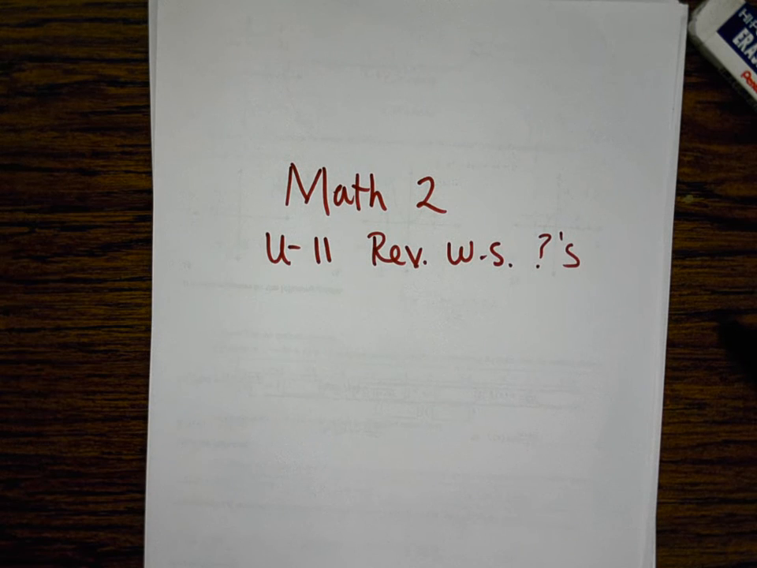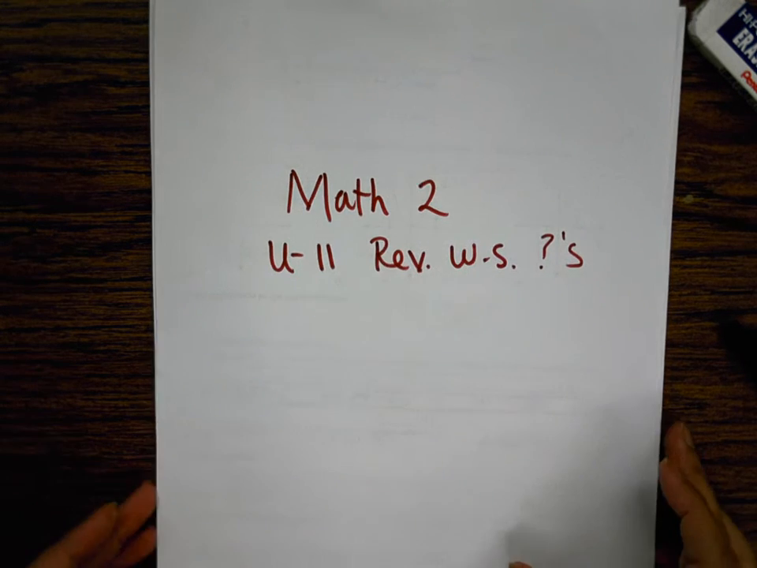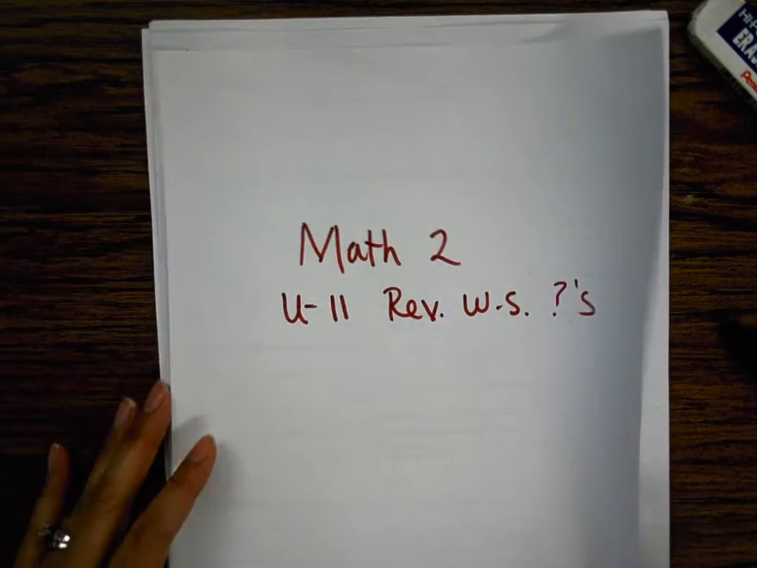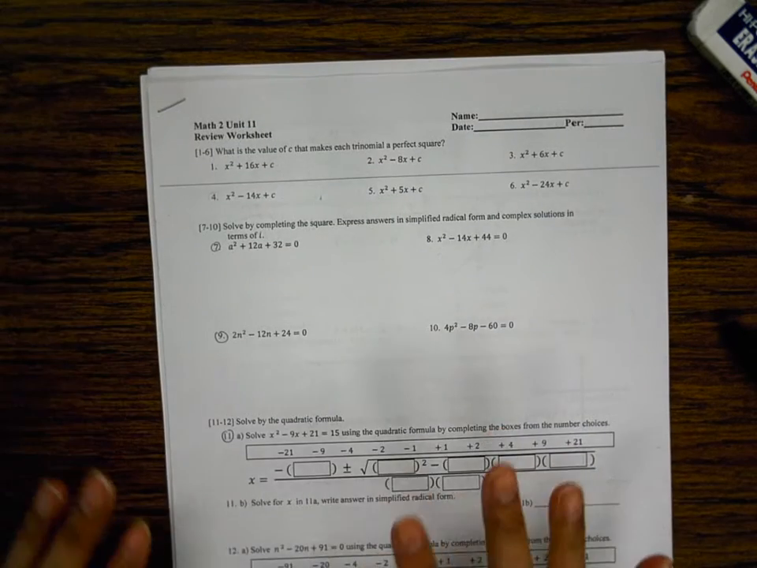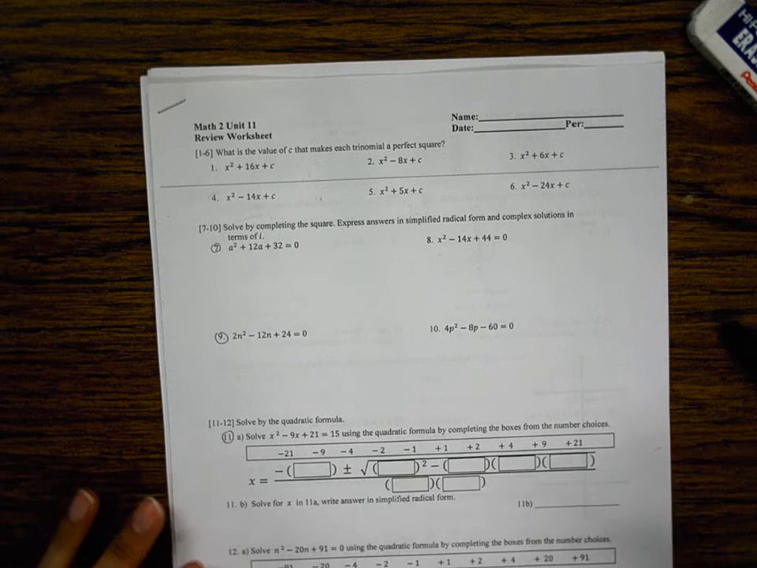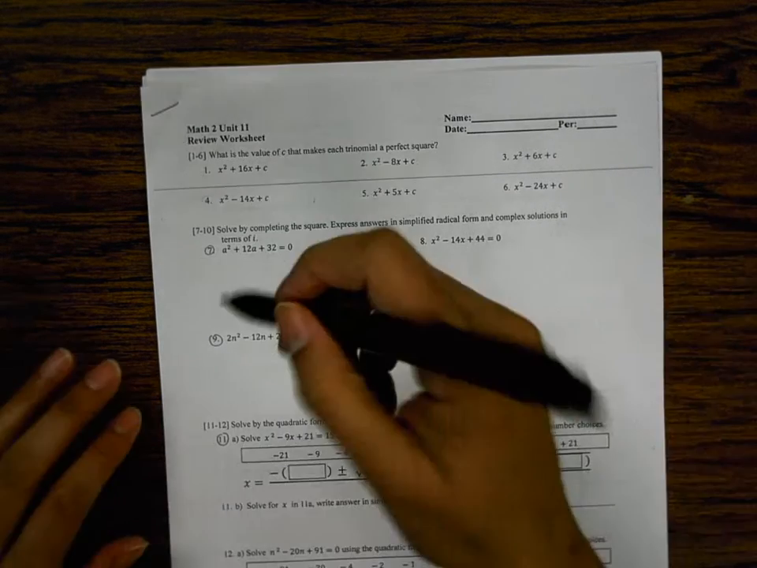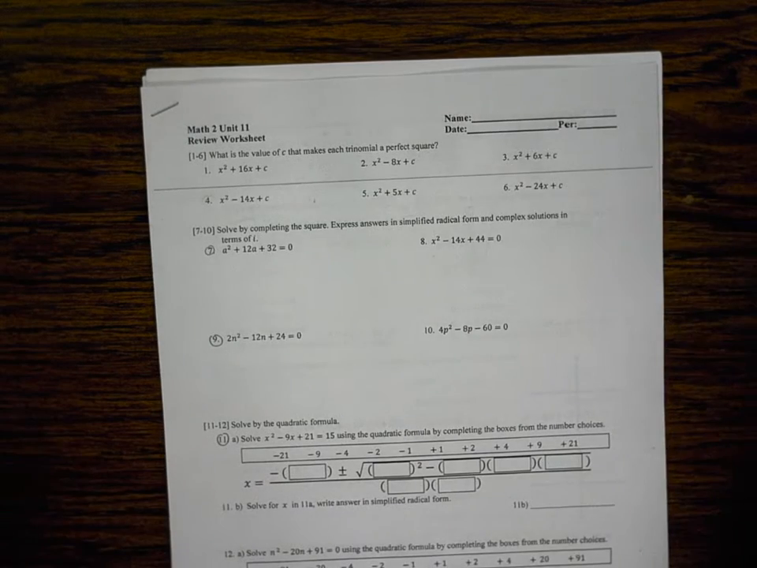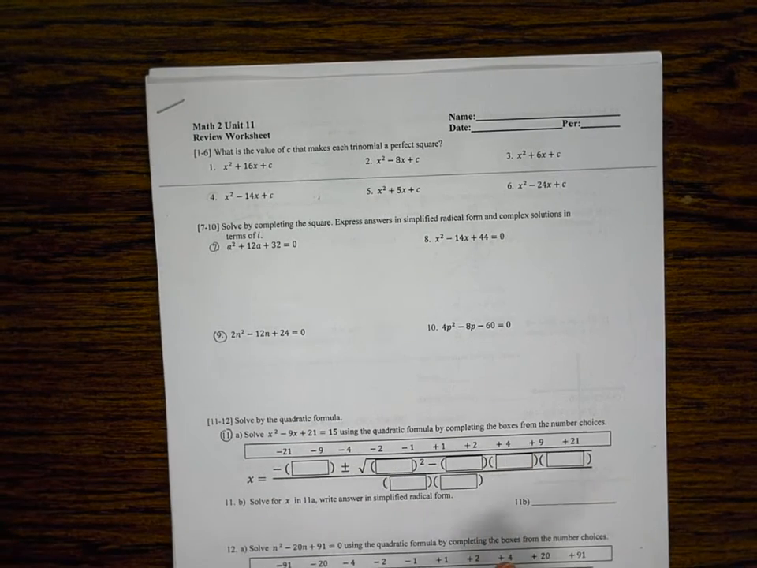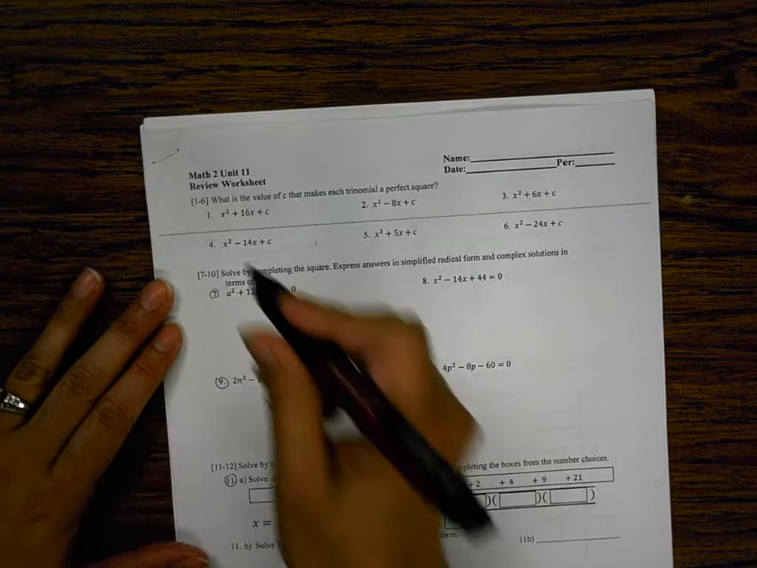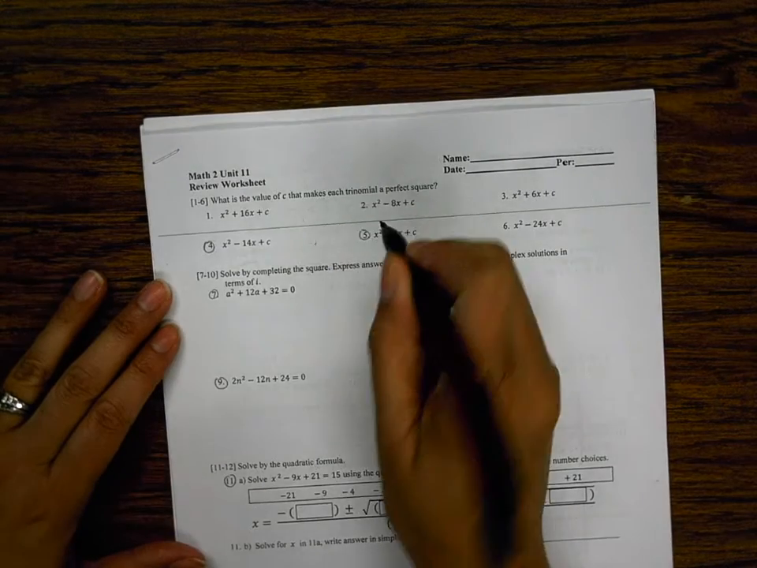This is Math 2, Unit 11 Review Worksheet Questions. You should have either printed this off of the website or picked up this worksheet previously from Clovis West. If you didn't do either, then you can either just handwrite them on a piece of paper or print it on your own now. Okay, I'm going to do numbers 4 and 5.